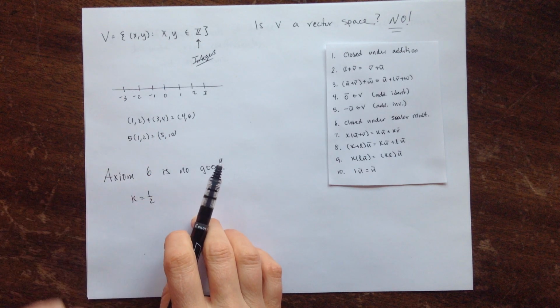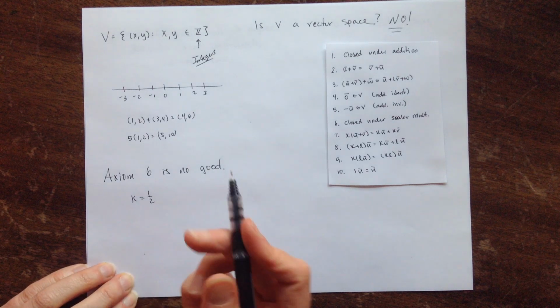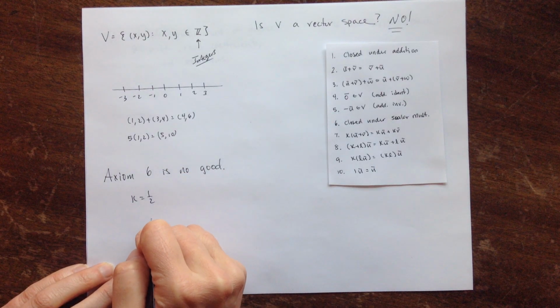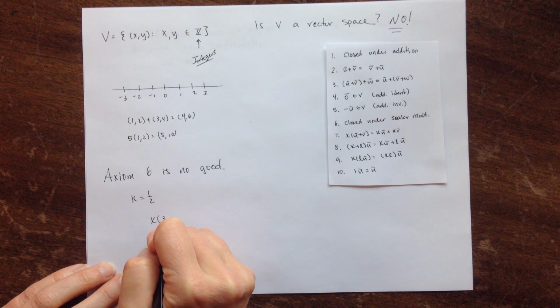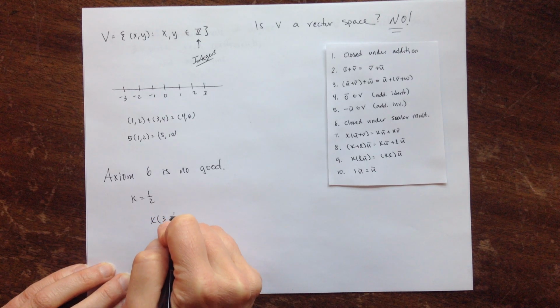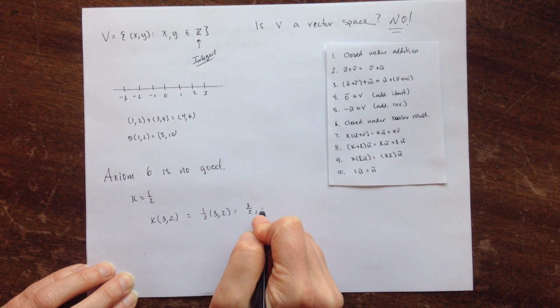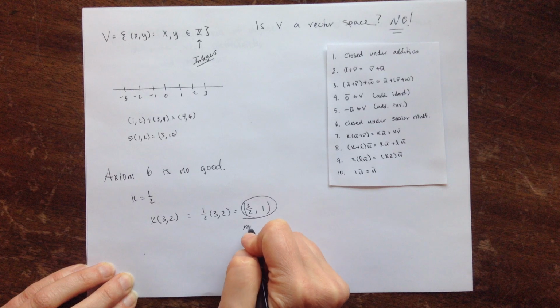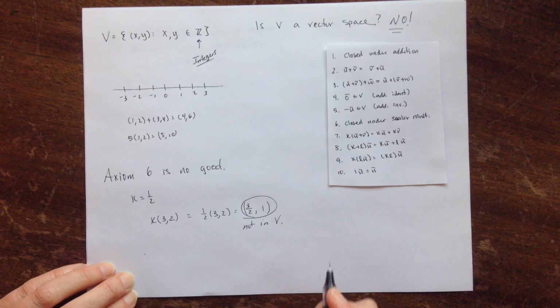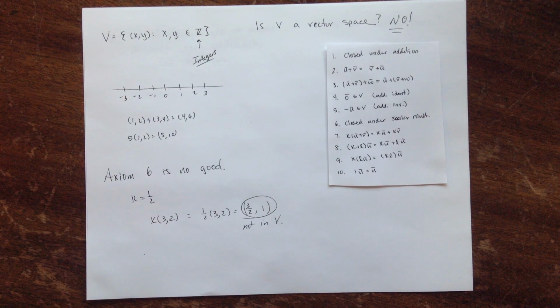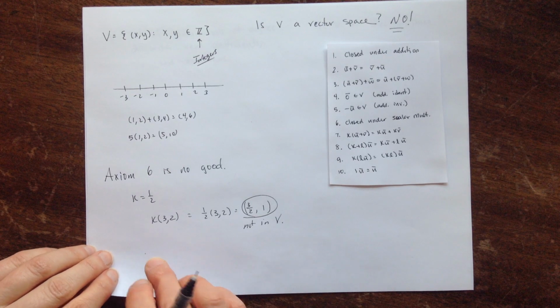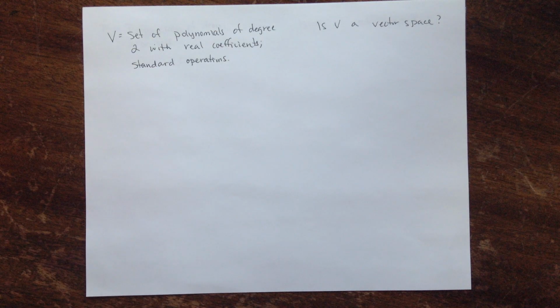So if you take k equals 1/2 and multiply it times, say, (3, 2), you'd get 1/2 times (3, 2), which is (3/2, 1). This is not in V. So all you need is one axiom to be no good, and you're not a vector space. So this is not a vector space. The integers are not tremendously well behaved for vector spaces. Okay, another example.